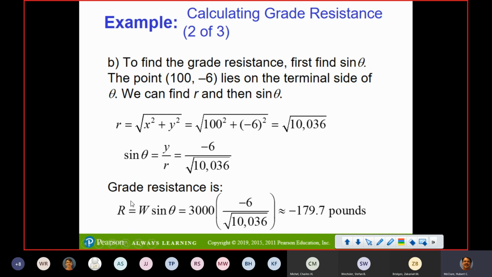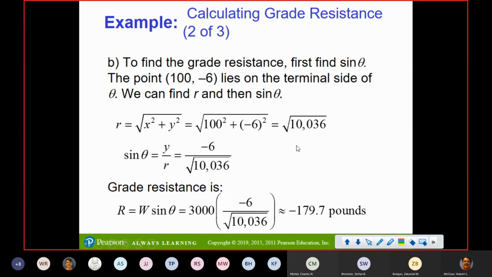Now, the grade resistance, you're not going to know that, people. All right, so write this down. The grade resistance is equal to W sine theta. But it's basically asking you for the vector. And the vector is r sine theta, r cosine theta. But here they're saying R is equal to W sine theta. So that means W, which is 3,000, that's the weight of the car, times the sine of the theta, which is negative 6 over 10,000. So you're getting about 180 pounds of resistance going downhill.